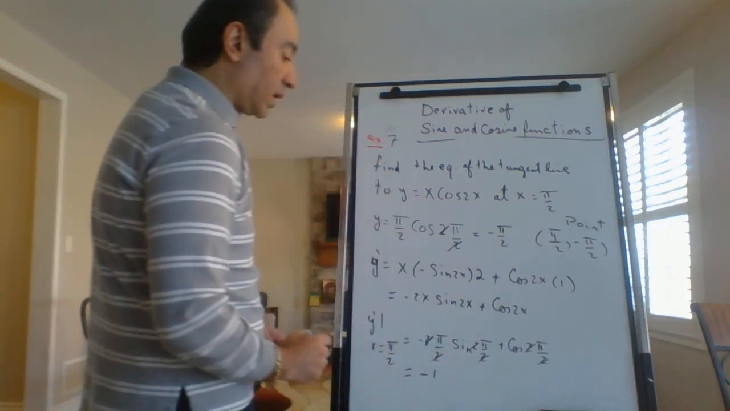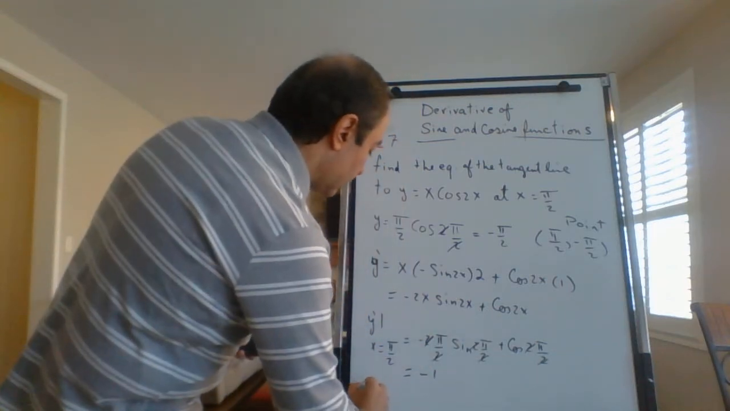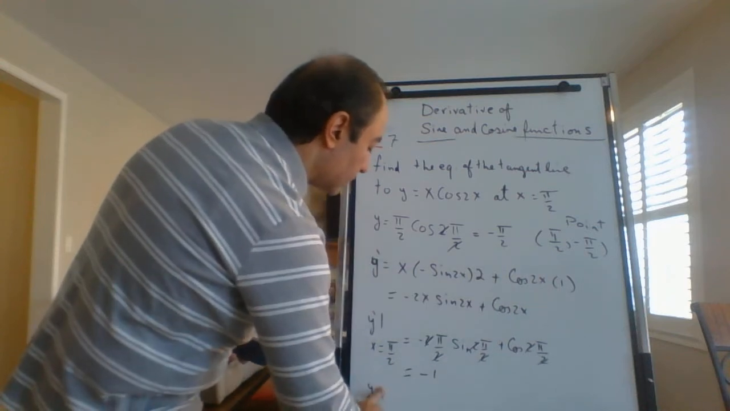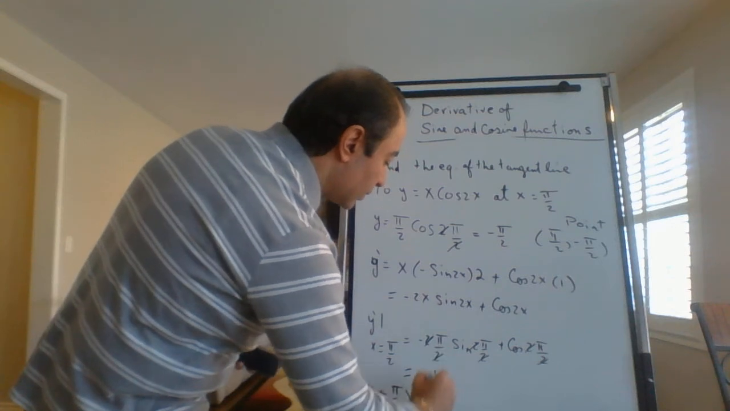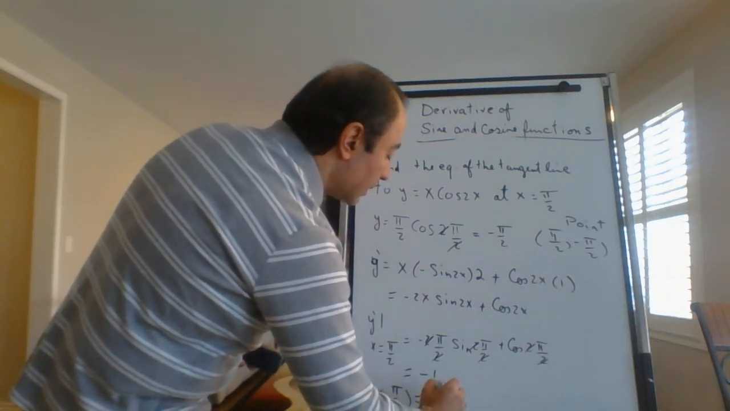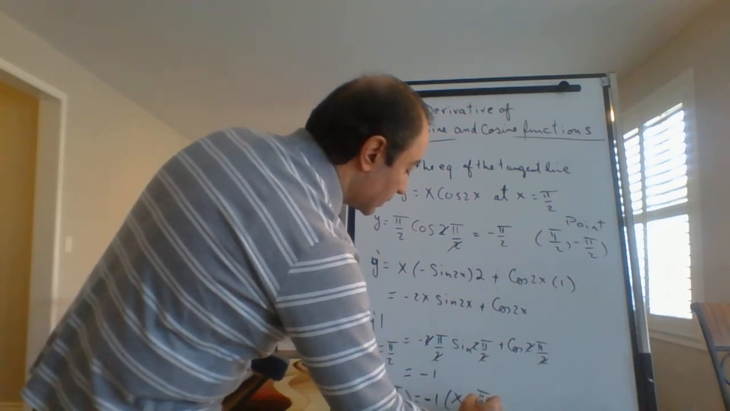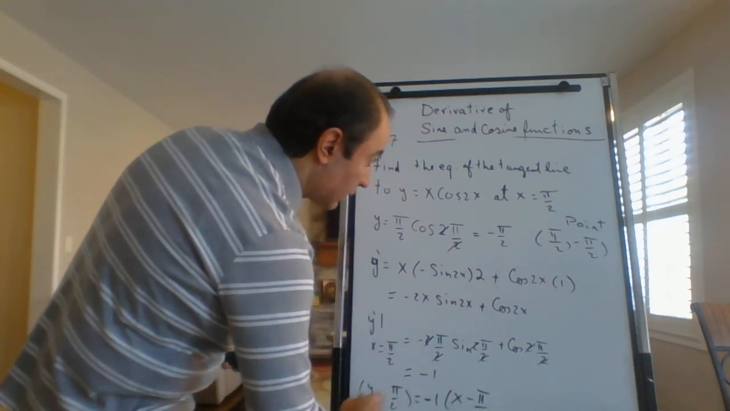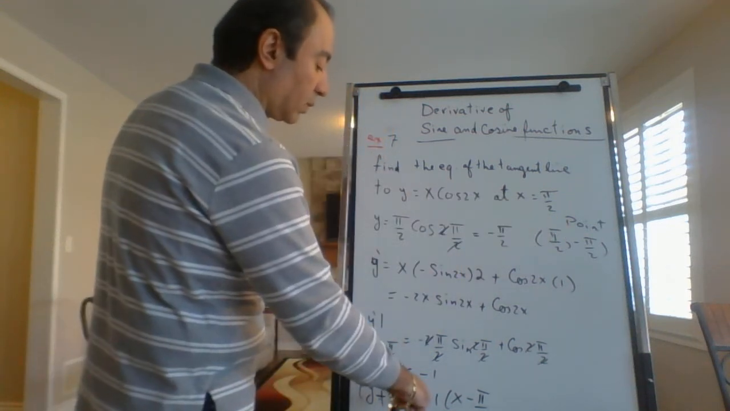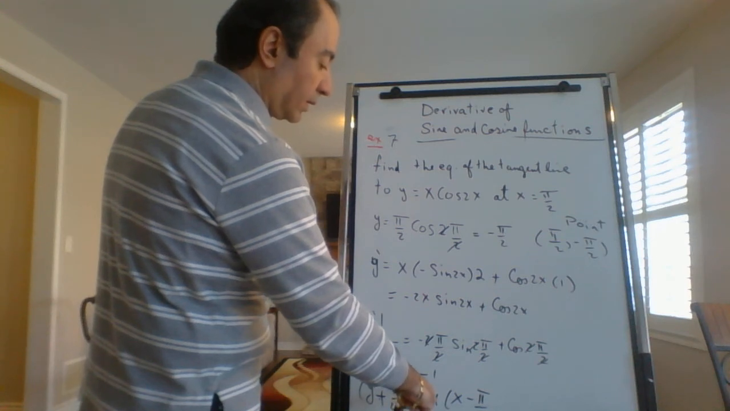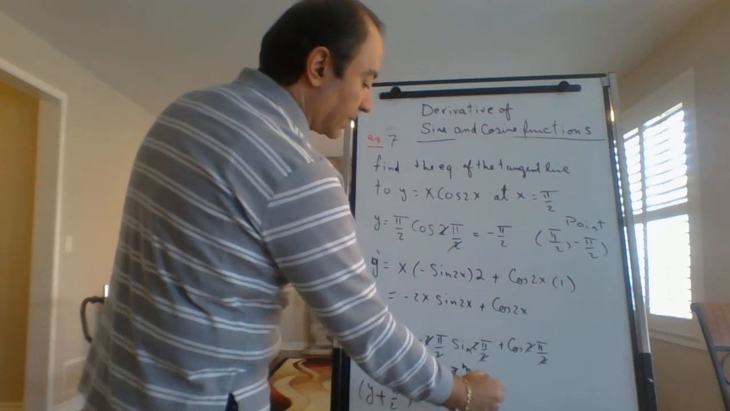So now we are going to write the equation: y minus y of the point, so plus pi over 2, equals m, which is negative 1, times x minus pi over 2. So it is y minus y of the point equals negative 1, which is m, the slope, times x minus x of the point.